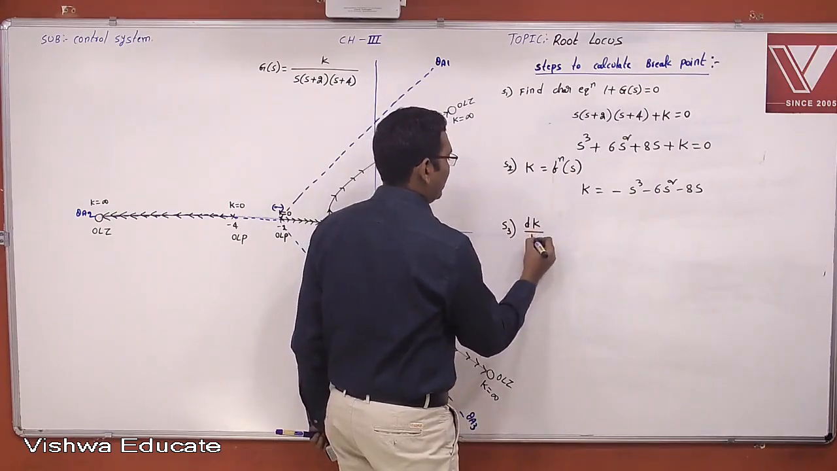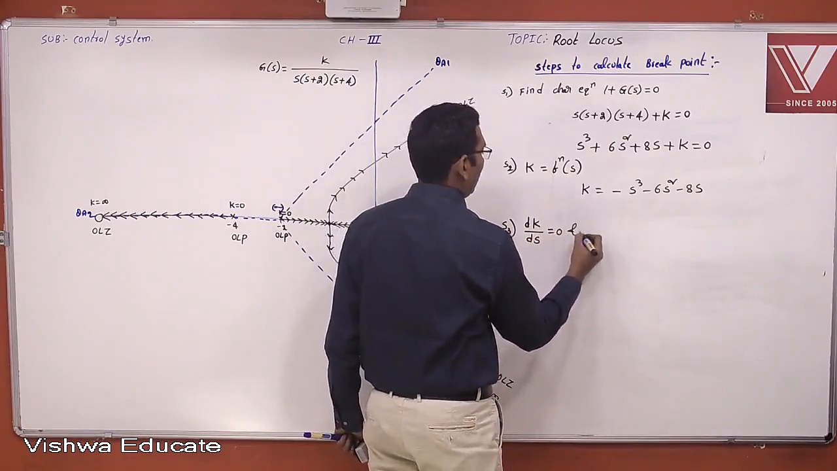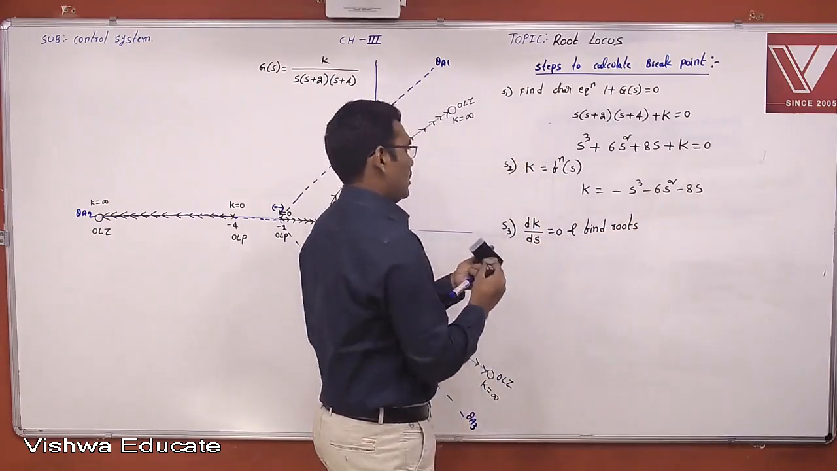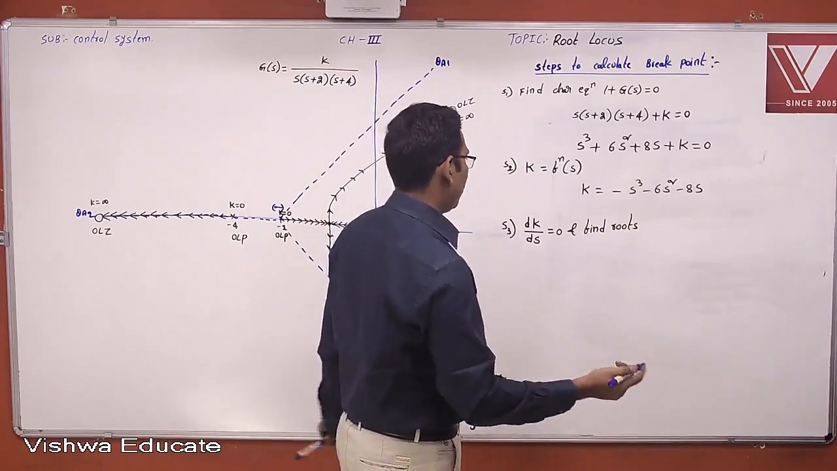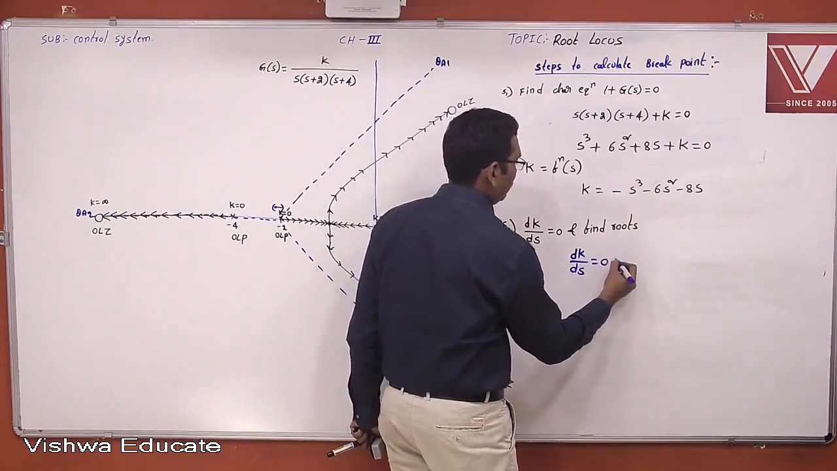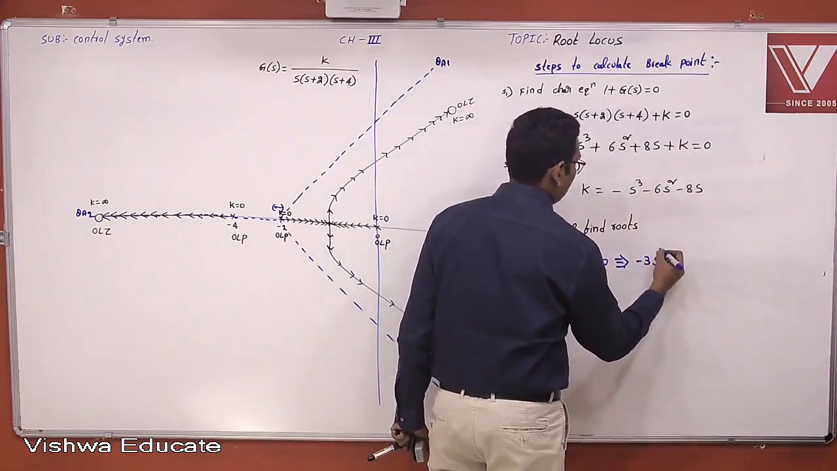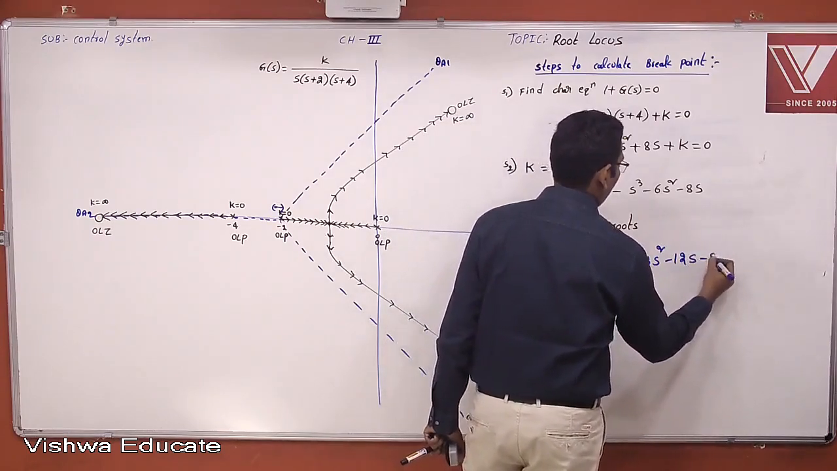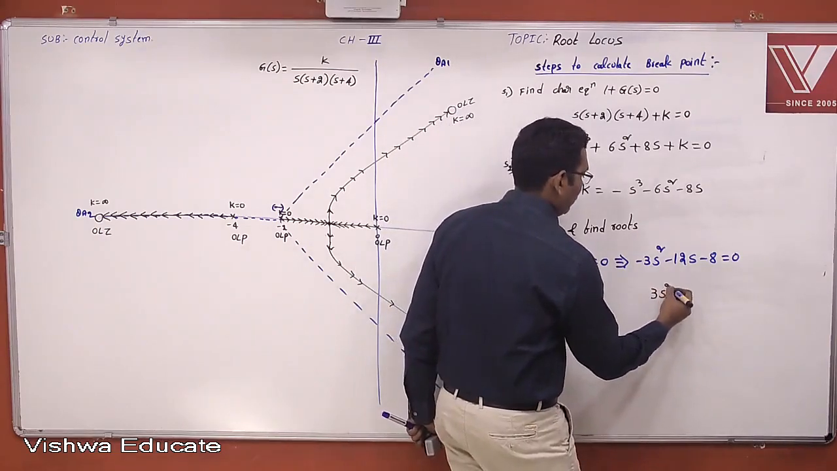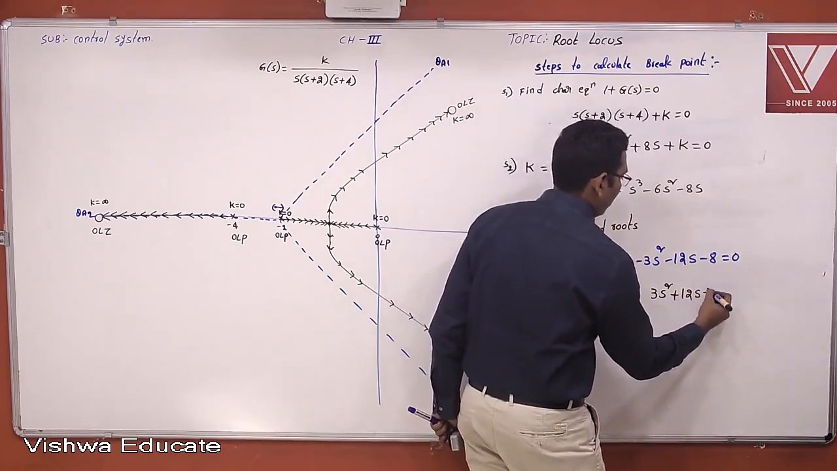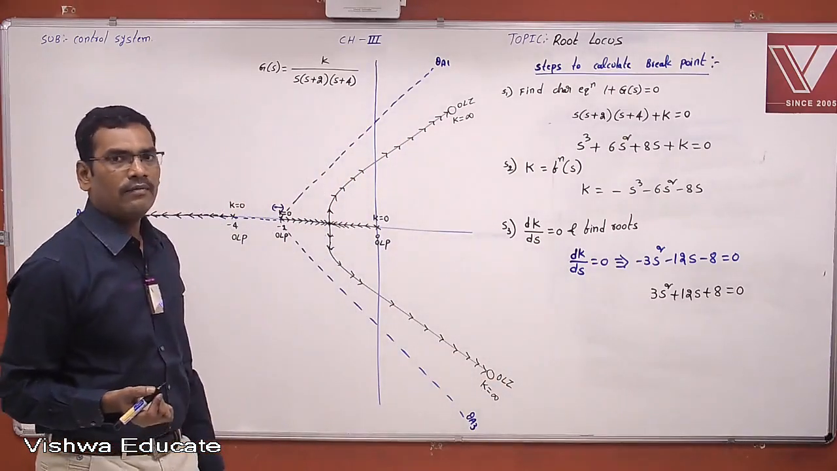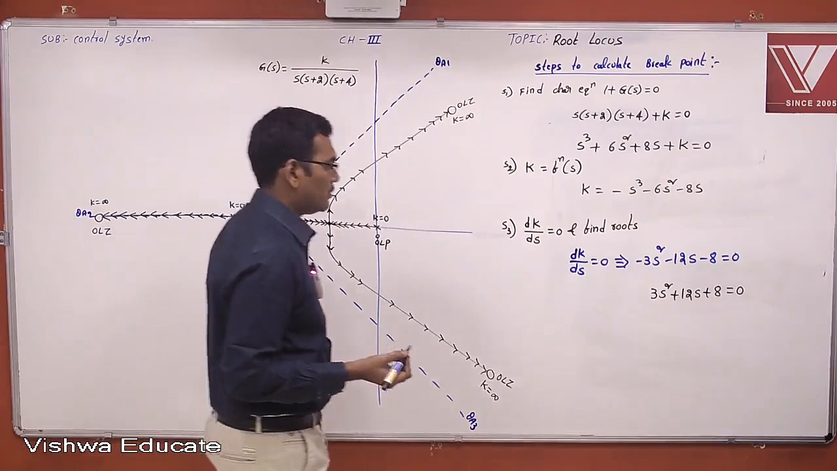differentiate k with respect to s, equate to 0 and find the roots. dk by ds is equal to 0, which is nothing but minus 3s square minus 12s minus 8 is equal to 0. Therefore, 3s square plus 12s plus 8 is equal to 0.